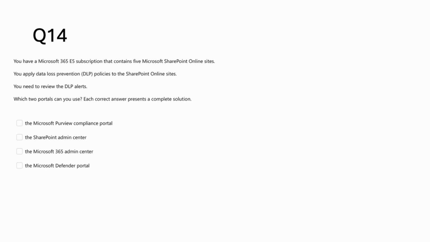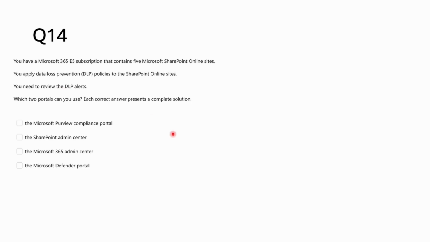Okay, the next question: you have a Microsoft 365 E5 subscription that contains five Microsoft SharePoint Online sites, and you apply data loss prevention policies to the SharePoint Online sites. Now you need to review the DLP alerts. Which two portals can you use? Each correct answer presents a complete solution, so you have more than one. It's a very simple question, and the other statements are just boundary. The requirement is which two portals you can use to monitor DLP alerts.